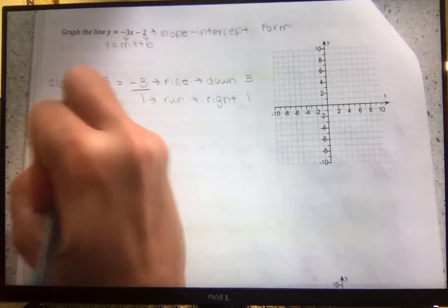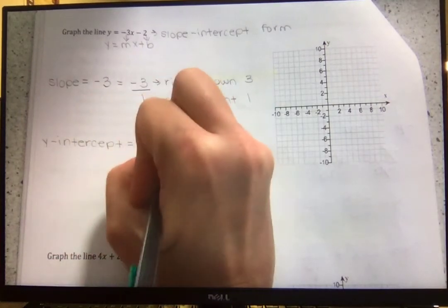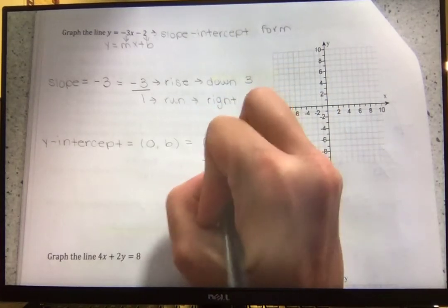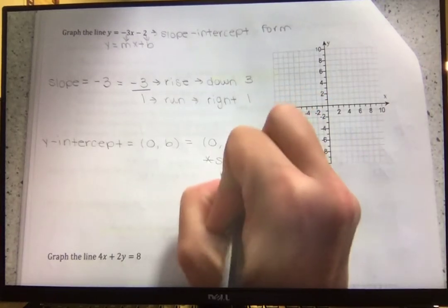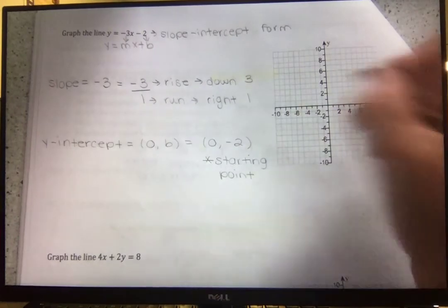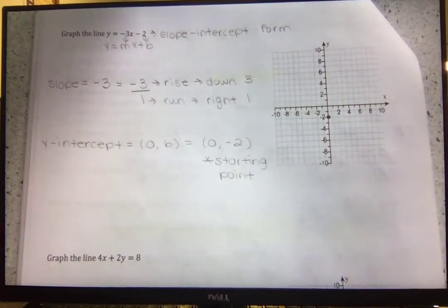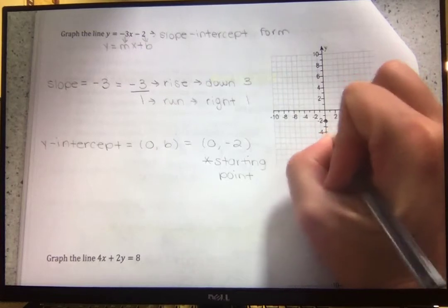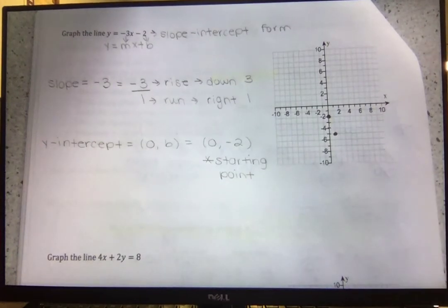Good. Our y-intercept is the point 0, comma b. So it's the point 0, negative 2. And yes, good, this is our starting point. So starting at 0, negative 2, we are going to go down 3. So from that starting point, I'm going to go down 3 and right 1. Boom, I have 2 points. I can connect the dots. And that's it.